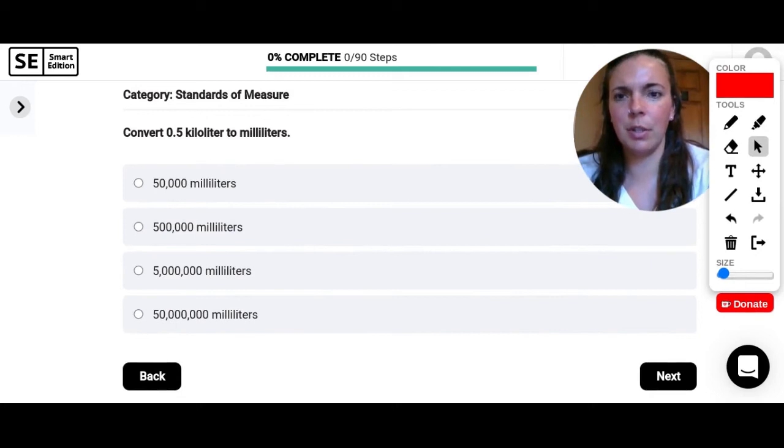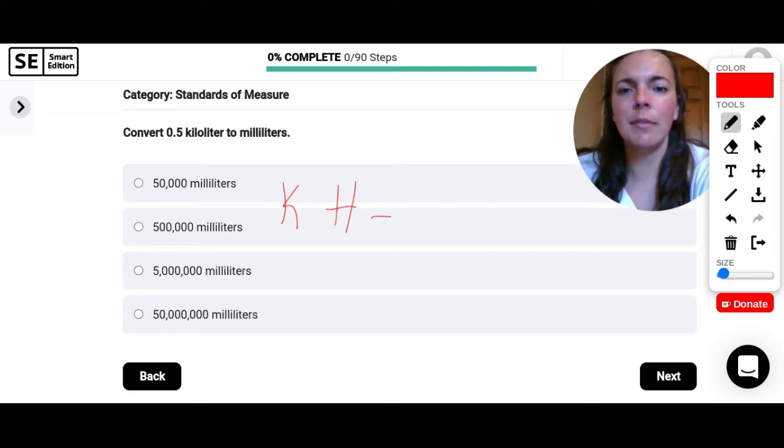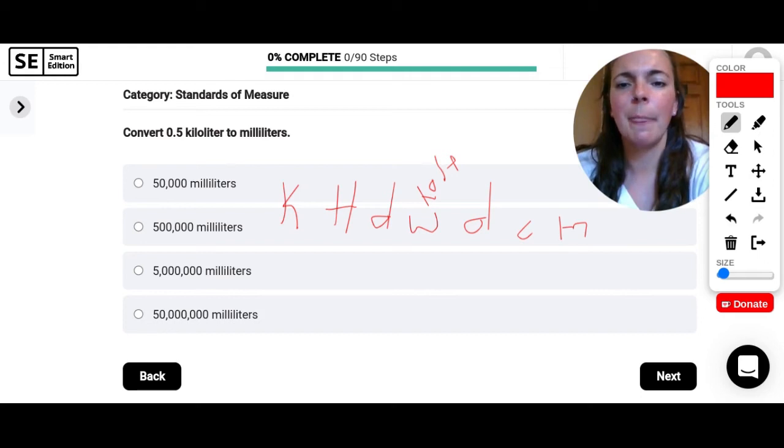All right, let's convert kiloliters to milliliters. So for something like this, I might not necessarily know the conversion off the top of my head. So I use the mnemonic, King Henry died while drinking chocolate milk. So this is all of the prefixes for your metric units. The W here is just my whole unit. So this is if I had liters or meters or grams. Okay, so I'm going from kiloliters to milliliters.